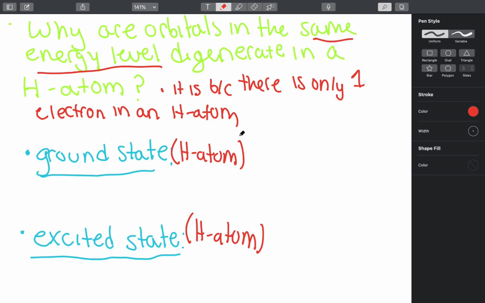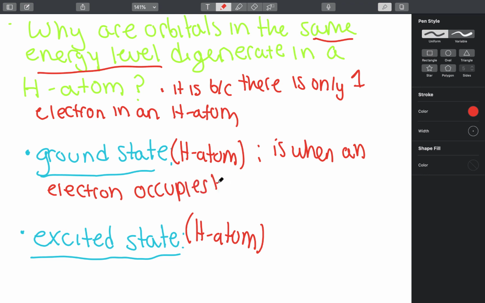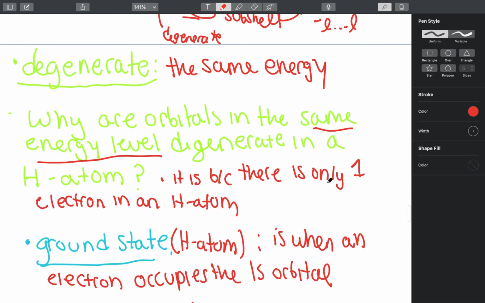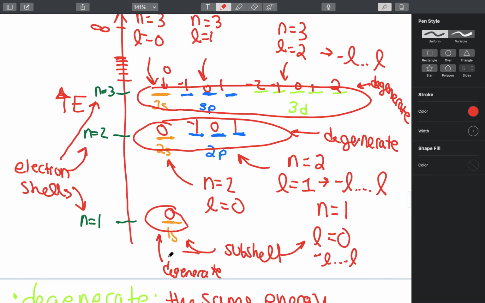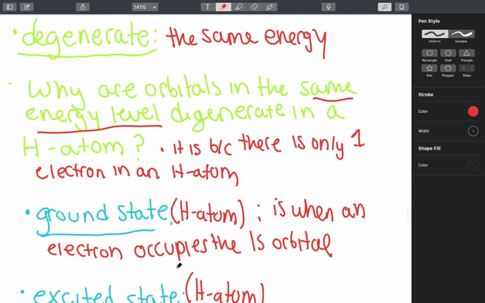So the ground state for an H atom is when an electron occupies the 1s orbital. And that is because the electron is in the lowest energy orbital.